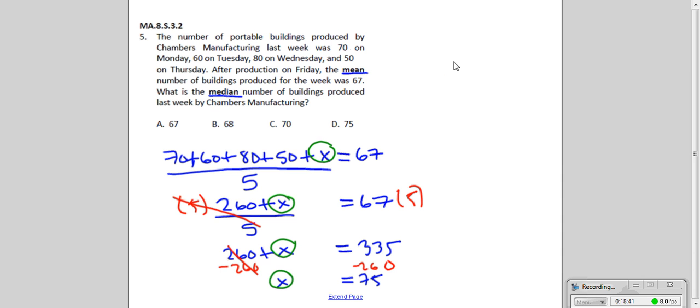How do you find the median? Put the numbers in order and find the total number. From least to greatest, you have to put them in order: 50, and then 60, and then 70. But now the next number is 75 because that's what we just found, and then 80. 1, 2, 3, 4, 5 data points. So the median is supposed to be the number in the middle. So we go from end to end, and the number in the middle is 70. So the median number is actually 70.